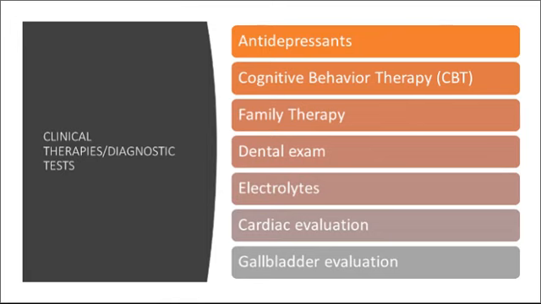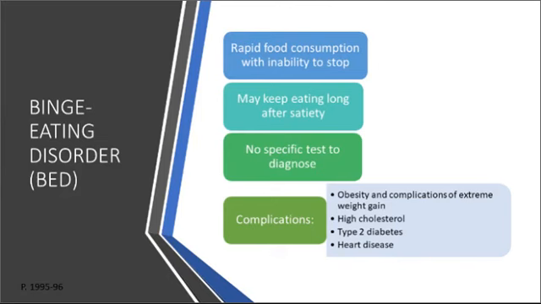Clinical therapies, again, that's listed on your table in 1996. Antidepressants. Remember I said the only antidepressant FDA approved for bulimia right now is fluoxetine or Prozac. Cognitive behavior therapy, family therapy, dental exams, electrolytes, cardiac evaluation, and gallbladder, because of a lot of the ways their food's digested and bilirubin getting elevated.